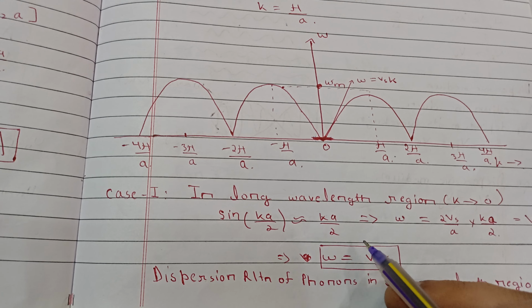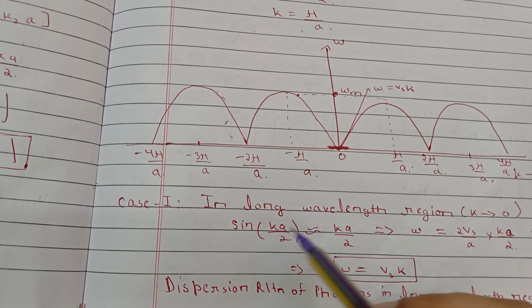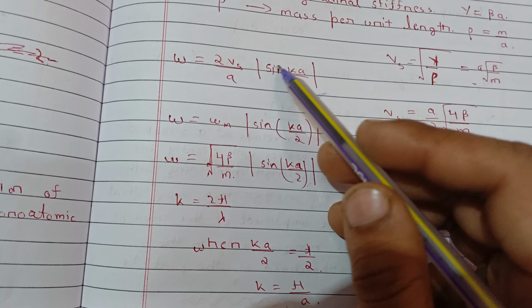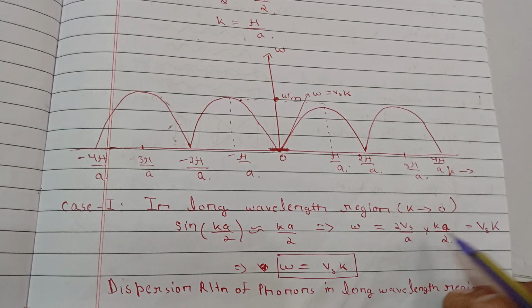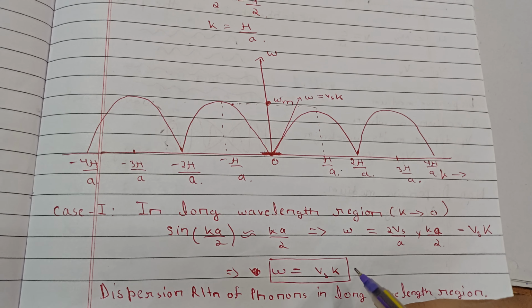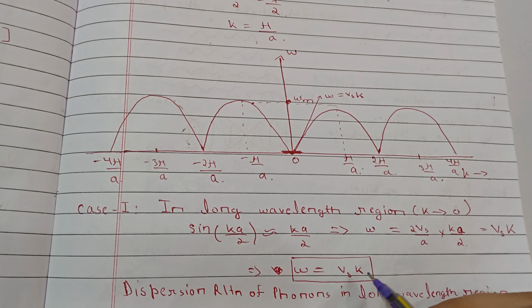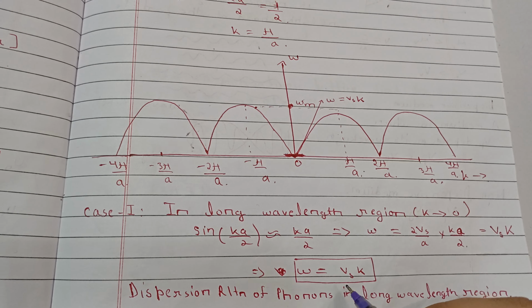So we know that when the argument inside the sine is very small, then we can write it directly equal to ka by 2. So let's substitute ka by 2 here. Then a will cancel and 2 will cancel out. Omega will be Vs k. This is the same relation I told you before when I gave you some questions, that this is the dispersion relation for phonon in the long wavelength region. Just remember this point.